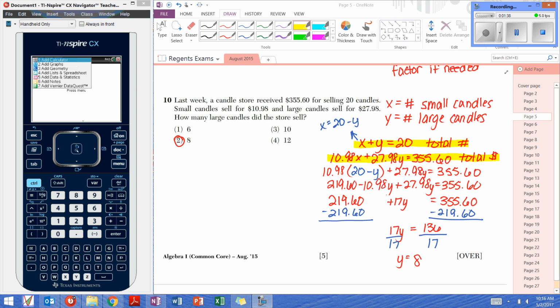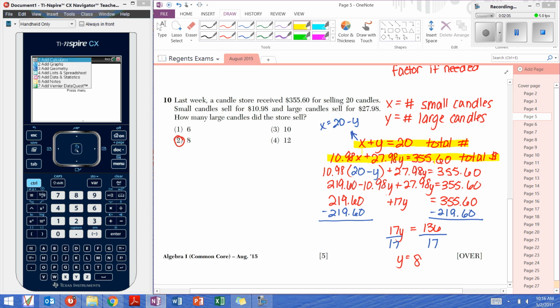Question number 10, you needed to set up a system of equations, and the giveaway was we didn't know how many large or small candles were sold. So that's where I brought in my x and my y. I came up with my total number of candles when I added the two together and set it equal to 20, because that's what the problem said. And I did the same thing for total cost. Remember, your units should always be the same: quantity, quantity, quantity, money, money, money. And you're in good shape.